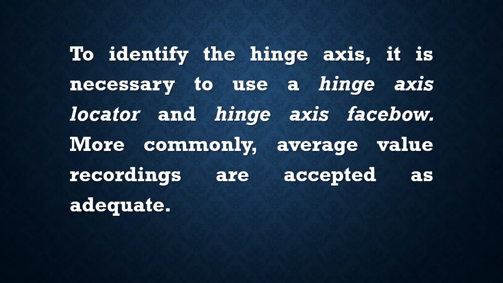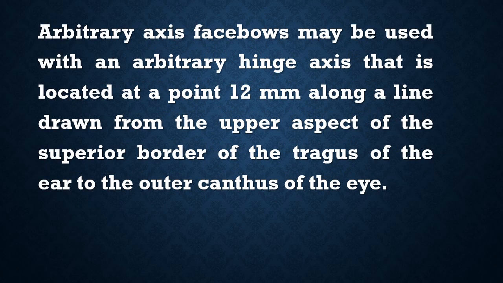Well, to identify the hinge axis, it is necessary to use a hinge axis locator and hinge axis facebow. More commonly, the average value, or what they call the arbitrary facebow, is acceptable and adequate. But for more accurate and more precise hinge axis location, you can use what is called a kinematic type of facebow. But mostly, in fixed and removable prosthodontics, we are using the arbitrary axis facebow.